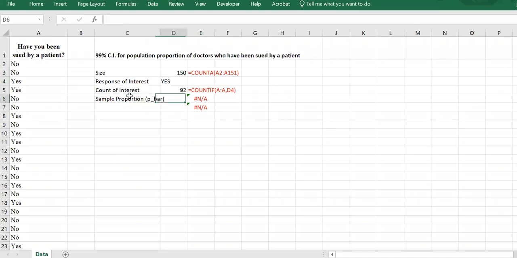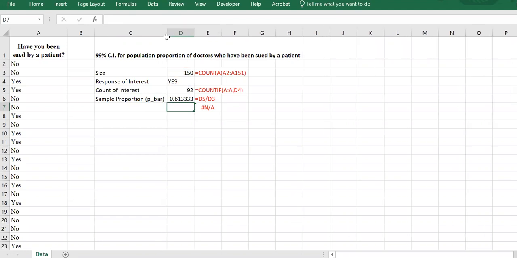So p bar is, out of 150, 92 doctors said they've been sued by a patient, let's say from the beginning of their career, or maybe in the past 10 years, depending on the case, depending on the sample. So now we have the sample proportion.